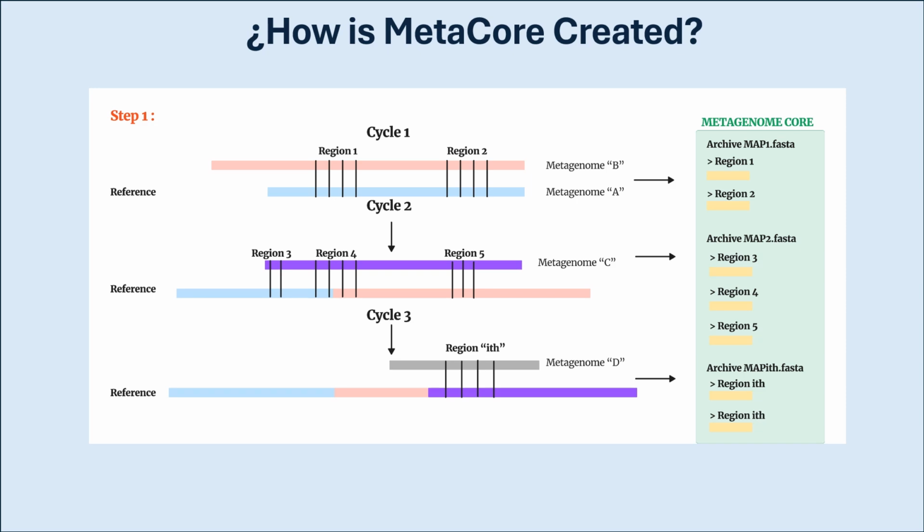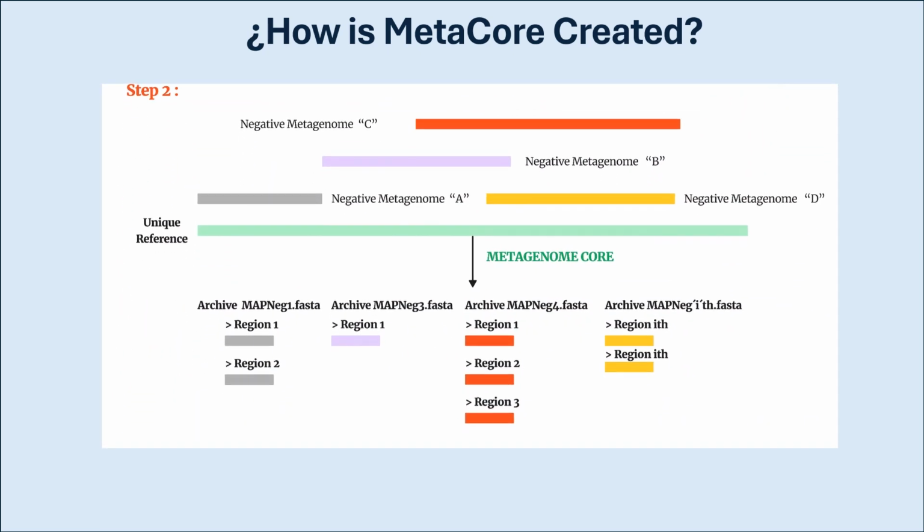In step 2, all the subfiles that we previously created are concatenated in a unique reference to extract from it all the common sequences that are present in the metagenome assemblies of the negative samples. So this pipeline will output subfiles that we've called map and mapneg, whether they come from the positive or the negative samples.